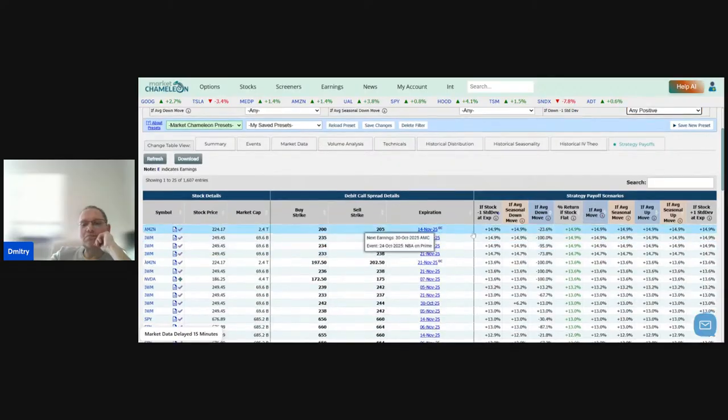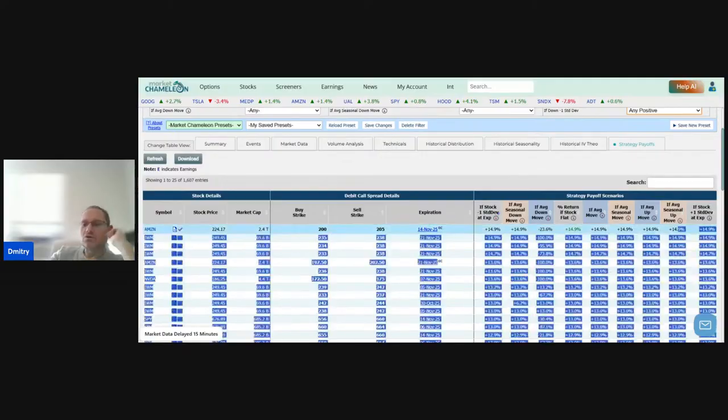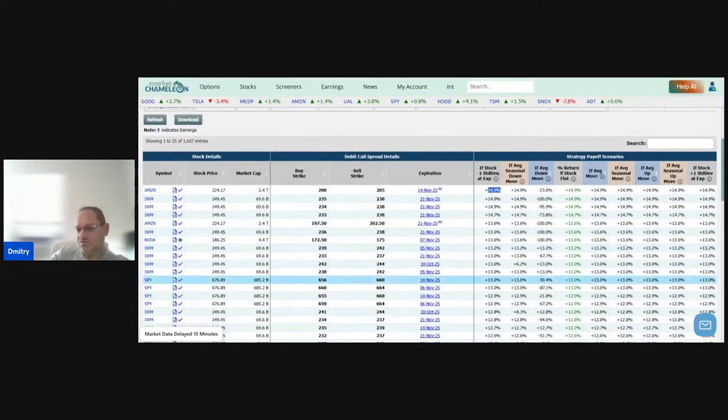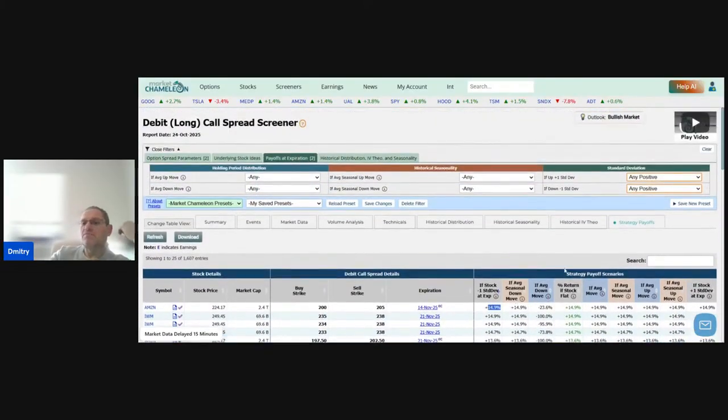So here's one in Amazon, down 1 standard deviation. So the stock's 224. You could see it's in the money. So as long as it stays above 205, you could see we're up 14.9%. And even down 1 standard deviation, we're still in the money, up 14.9%. Okay, so we did find one of those. So that's a standard deviation move.